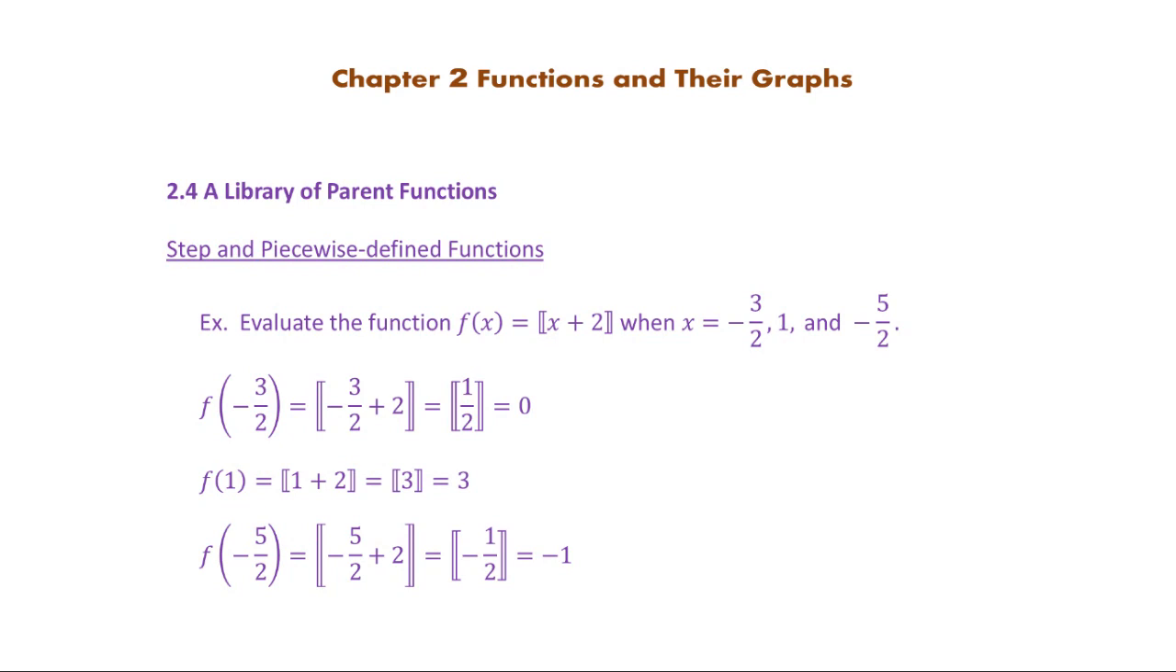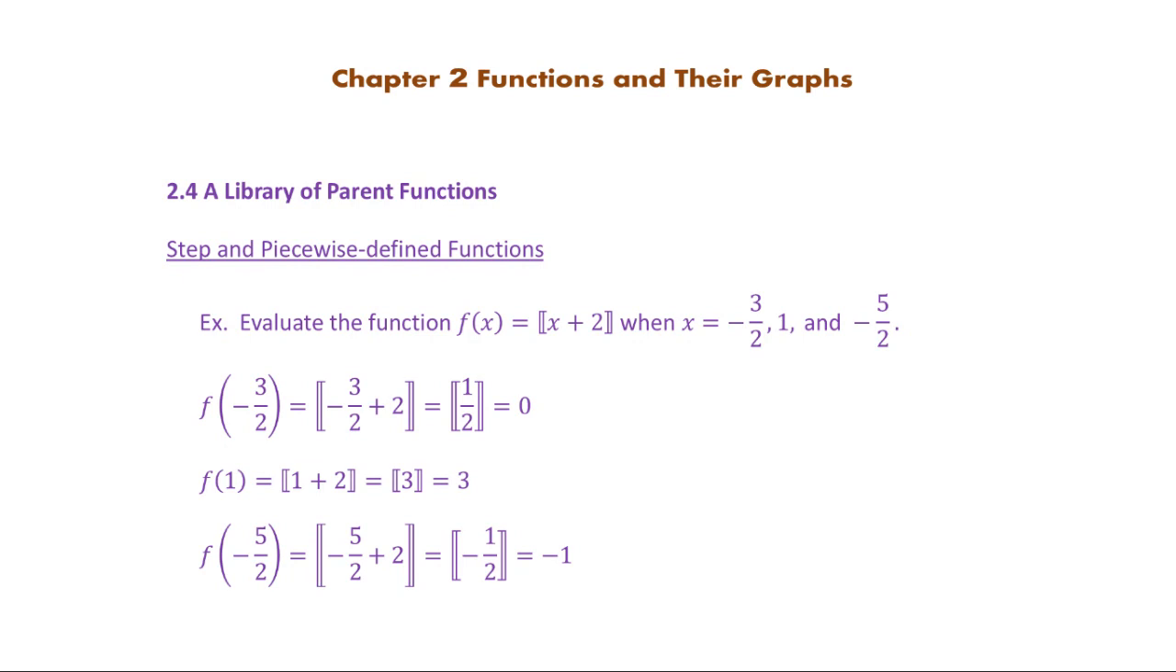How do you evaluate the function f of x equal to the step function of x plus 2 when x equals -3/2, 1, and -5/2? This time it's not exactly the step function. It's a little shifting in the x-axis, if you still remember. So what you do, you just plug in the values of x in the function and find out what it gives you. So f of -3/2, we plug in -3/2 for x.